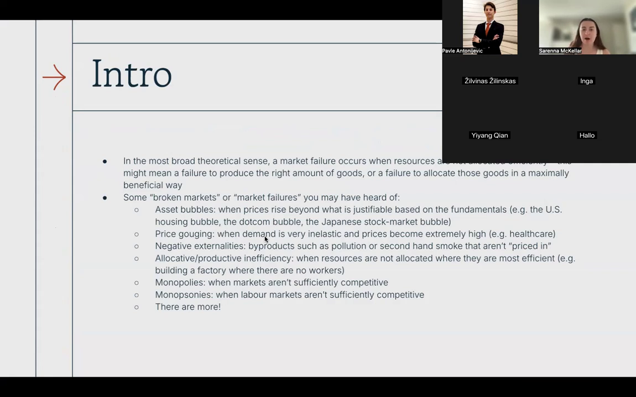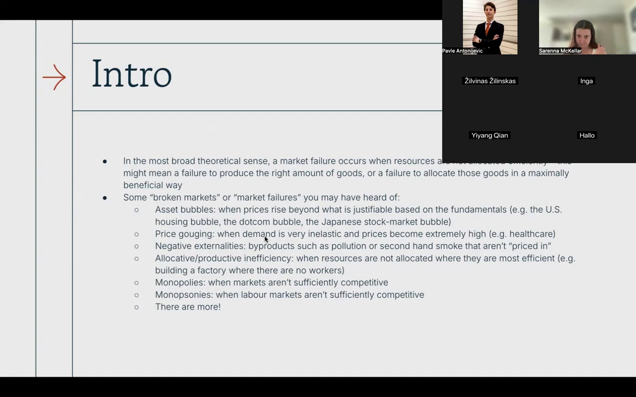So, just starting off, in the most broad sense, a market failure occurs when resources aren't allocated efficiently, basically. So, that could mean that there aren't enough resources to go around. There are people who want a good that aren't able to get it, or want a service that aren't able to get it. Or it could mean that there is someone who is willing to pay for something at a certain price, and there's someone who's willing to sell that thing at that price, but they're not able to find each other within the market.